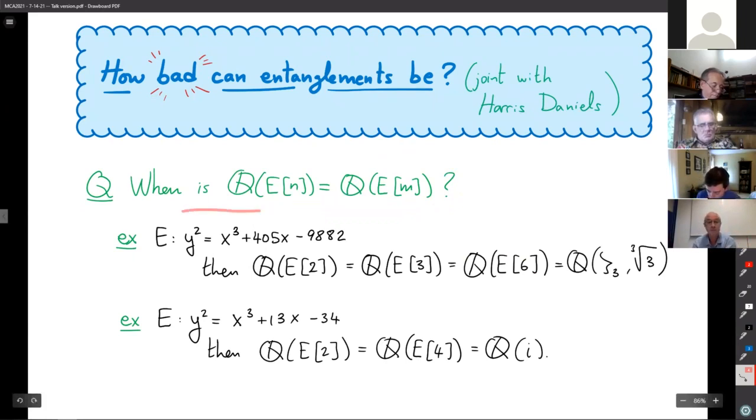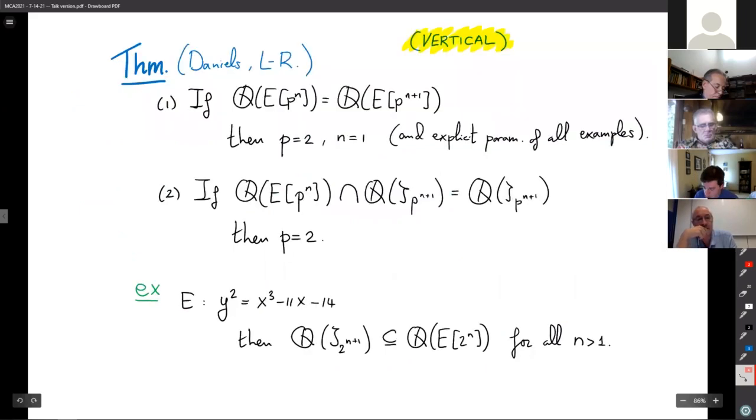For example, in this type of elliptic curve, there is a coincidence between the 2nd and the 3rd division field. We call that a horizontal coincidence, while in this elliptic curve, the 2nd division field and the 4th division field coincide. So we call that a vertical coincidence. And we've been studying those. We have a couple of theorems about what can happen, and it turns out that the vertical ones don't happen very often. If you have a coincidence that is vertical, then P is 2 and N equals 1, but we have an explicit parameterization of all those.